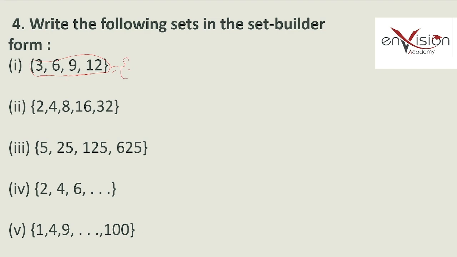So let's start. First you will write the braces, then x, then colon. Here x would be equal to 3n. You can write 3n if you have to write a multiple. Multiple of 3 means 3n, where your n must belong to the natural numbers, because we will start from 1. N equal to 1, you will get 3. N equal to 2, you will get 6. N equal to 3, you will get 9. N equal to 4, you will get 12.